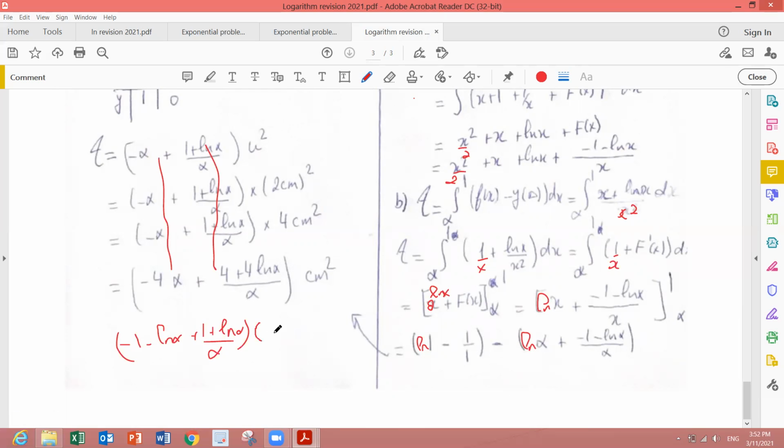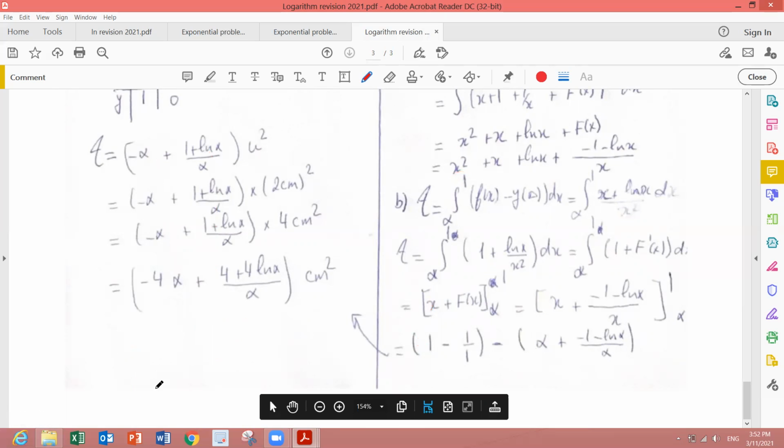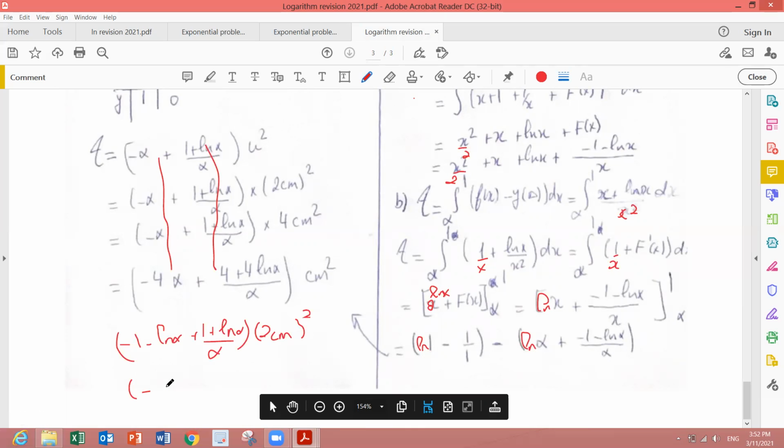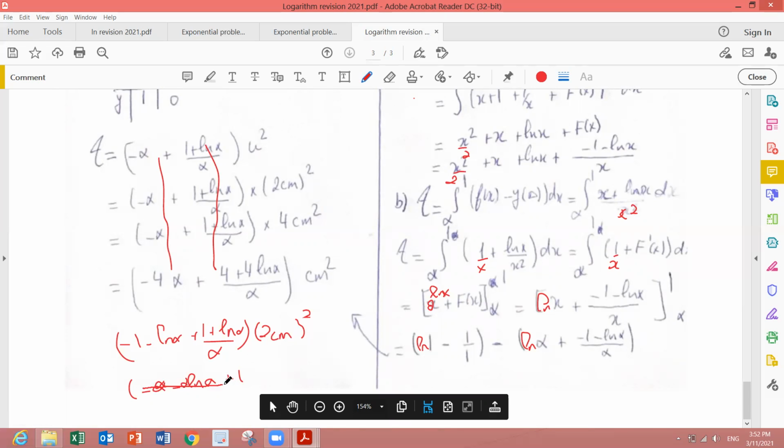Units square, times 2 centimeter square, equals minus alpha minus ln alpha plus 1, over alpha ln alpha, times 2 centimeter square. This is all about this exercise.